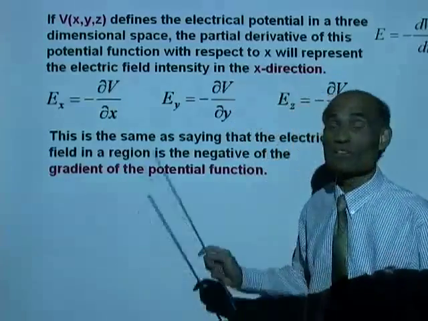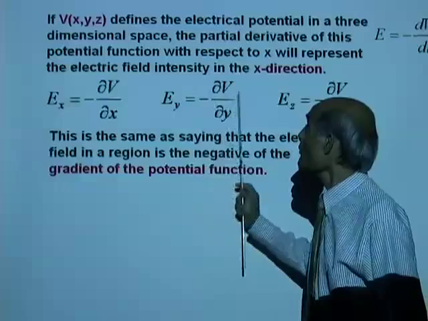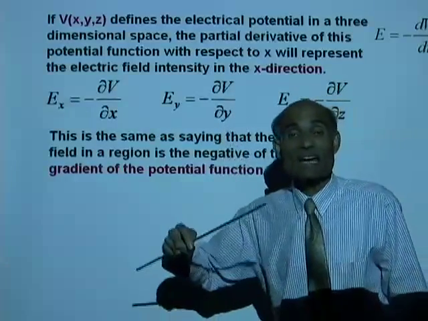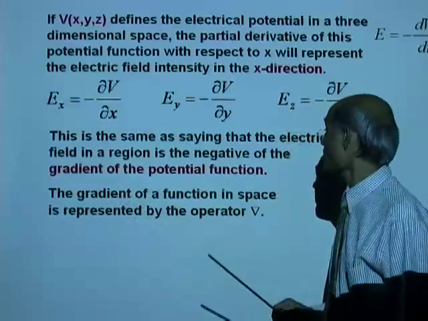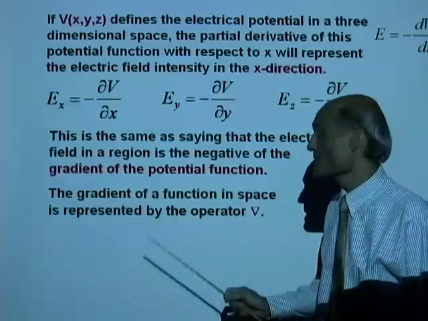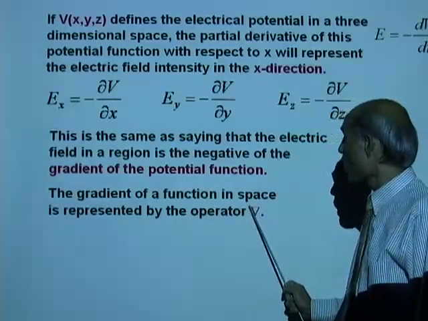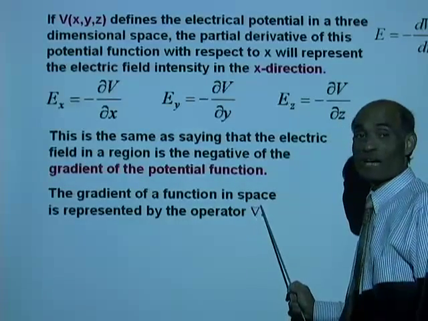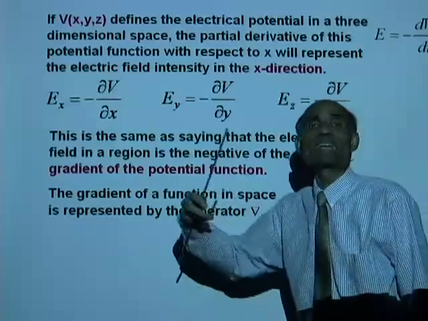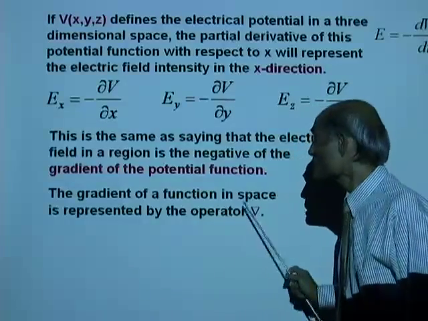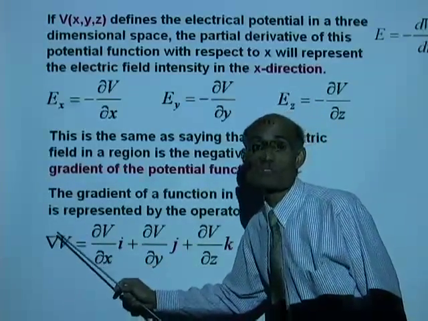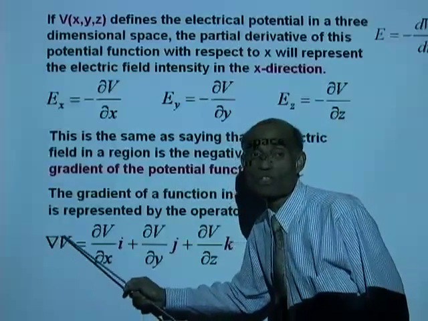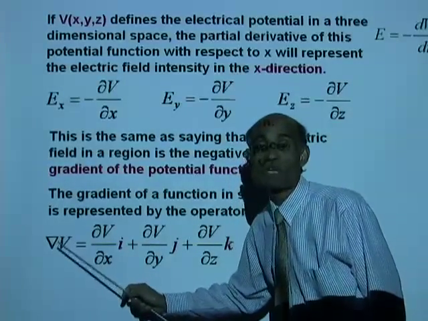Now, in calculus, we can combine all these three and write an expression for the gradient. The gradient of a function in space is represented by the operator. Now look at that operator. We call that del. The operator del. And say del V. In other words, you use that operation on that V.